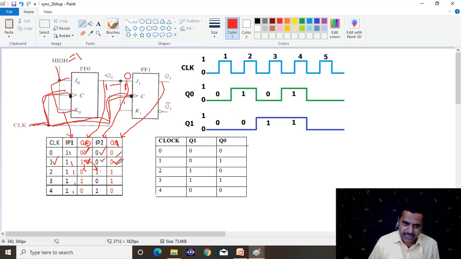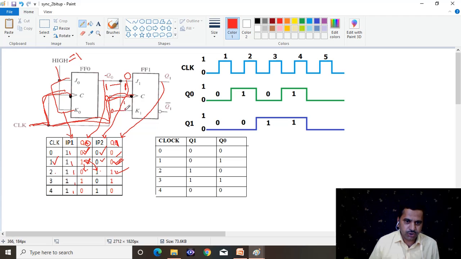What is the previous state? 0. Now it becomes 1. After the second clock pulse, the output of the first flip-flop is 0, and the second flip-flop is 1. Then before applying the third clock pulse, what is the input to the second flip-flop? Now the first flip-flop output is 0. The 0 will be transferred here.